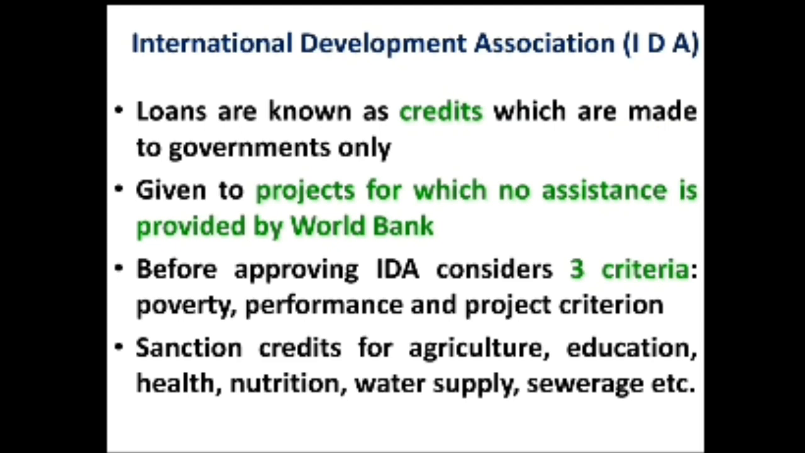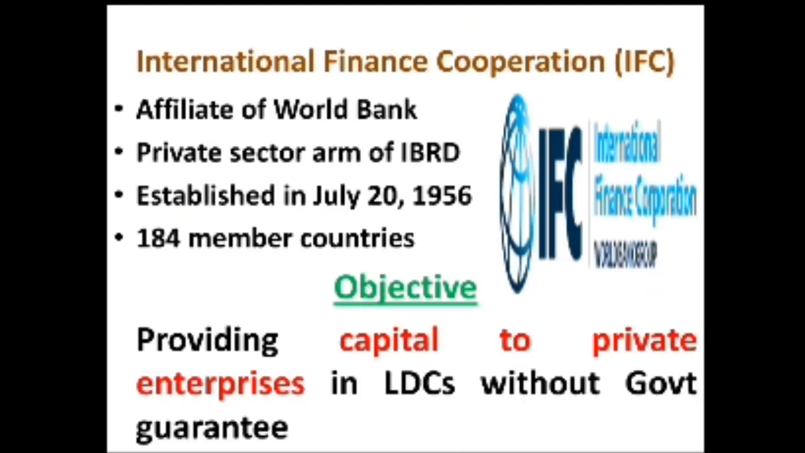Loans are usually known as credits, which are made to governments only. Basically, IDA provides loans for those projects in which no assistance is provided by the World Bank. Before approving the loan, IDA considers three criteria: poverty, performance, as well as project criterion. Most of the loans provided by the IDA go towards the sectors of agriculture, education, health, nutrition, water supply, as well as sewerage.